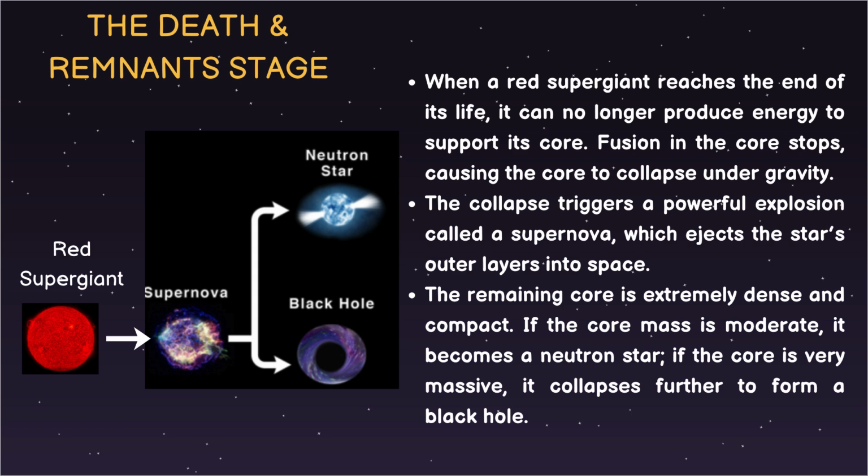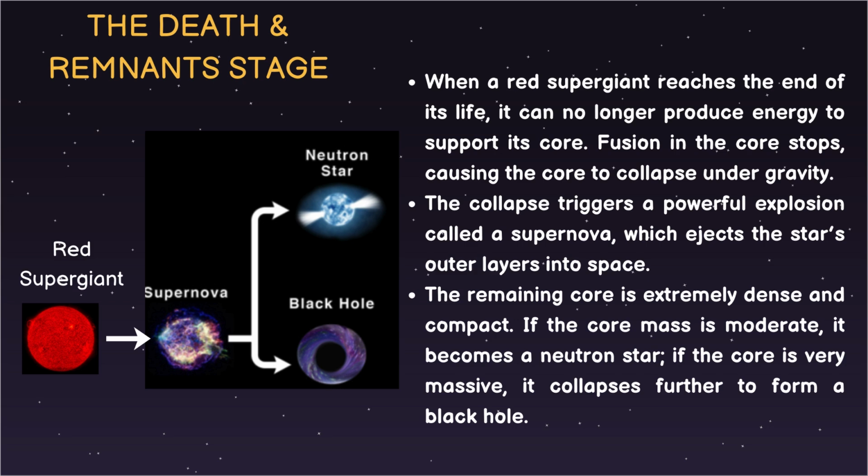When a red supergiant reaches the end of its life, it can no longer produce energy to support its core. Fusion in the core stops, causing the core to collapse under gravity. The collapse triggers a powerful explosion called a supernova, which ejects the star's outer layers into space.